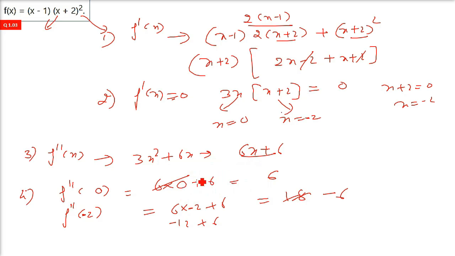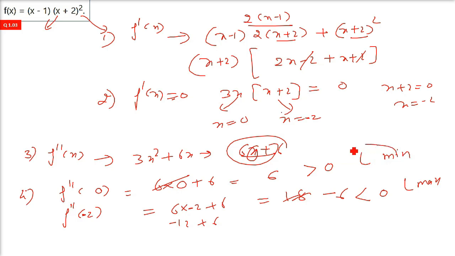So I told you that you have to put these values into the double differentiation, 6x + 6. This needs to be very clear. When we place 0, we got 6. When we place negative 2, we got negative 6. So positive, greater than 0, means local minima. Negative, less than 0, means local maxima. Local minima and local maxima you got.